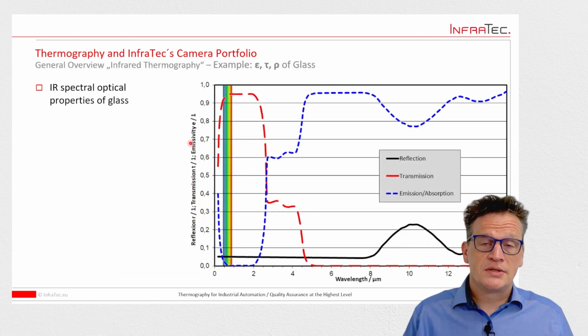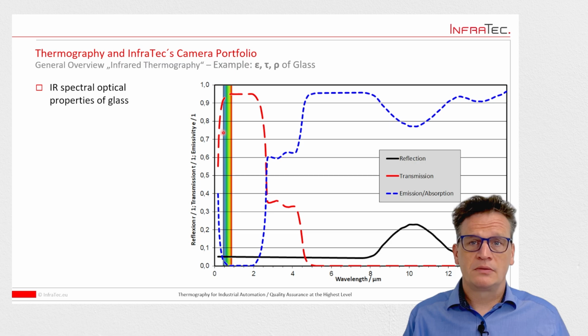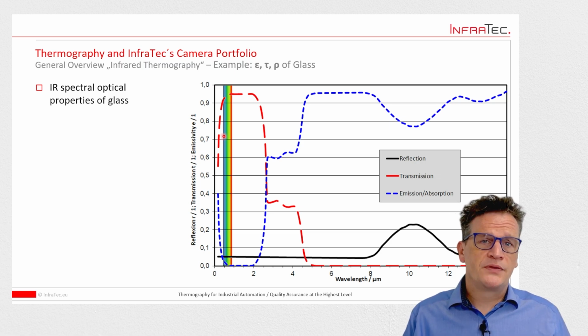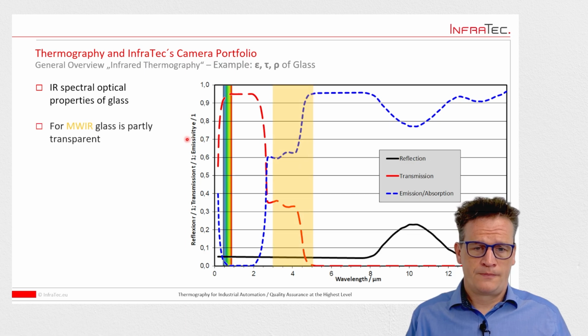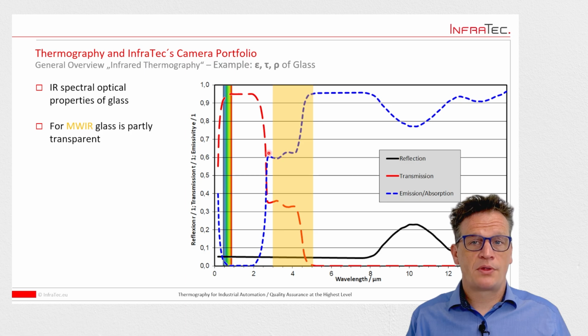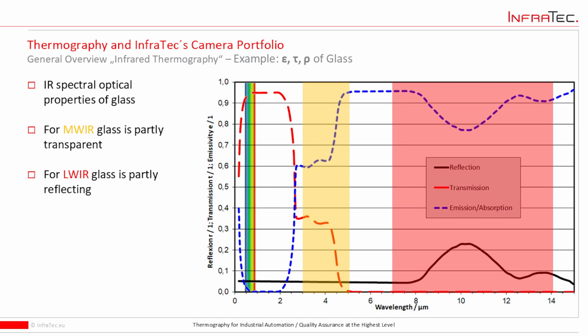A great example is glass. In the visible range, glass is transparent. We all know this, but in the infrared range, its behavior is much more complex. In the mid-wave range, glass allows some radiation to pass through. In the long-wave range, we have no transmission, just emission and reflection. This shows that we need to analyze the material we are observing and choose the best camera for the job.